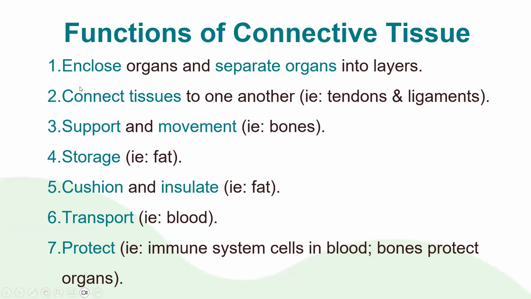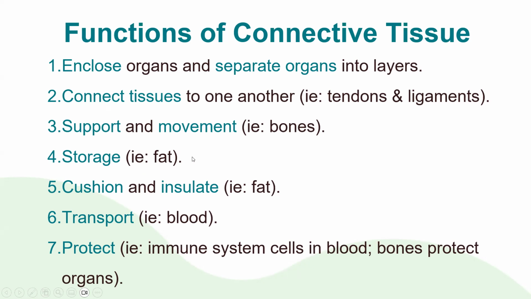And so, one of the things that almost all connective tissues do in some way or another is enclose an organ or separate organs into different layers. And of course, a lot of them are going to help connect tissues to one another. A great example of this are tendons, which connect our muscle to bone, and ligaments, which connect our bone to bone. Support and movement is going to be primarily our bone tissue. And so that is a hardened connective tissue that we'll see is a little different than some of the others.